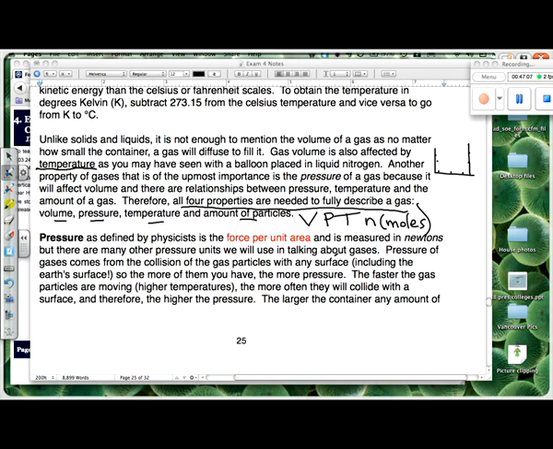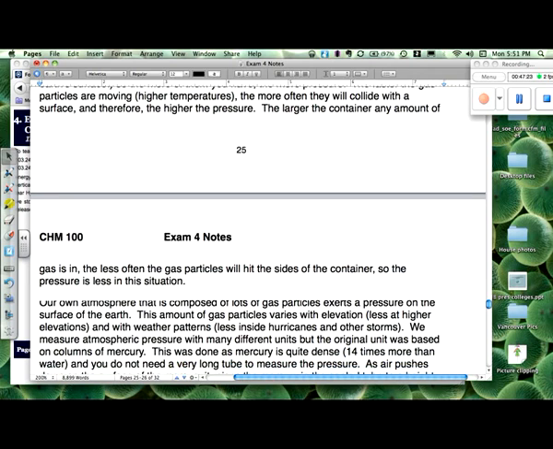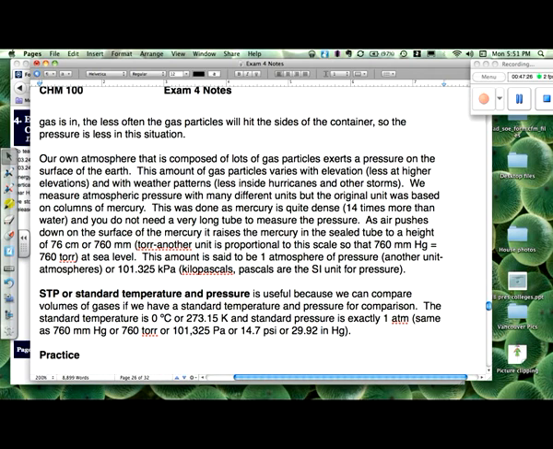Of course, the faster gas particles are moving at higher temperatures, the more often they collide with a container or a surface, and the higher the pressure. If you were talking about our atmosphere, then you're talking about something that is composed of many gas particles, and because they hit the surface of the earth, they exert a pressure. Well, the amount of gas particles varies with elevation. We have less particles at higher elevations, and with weather patterns, less inside hurricanes, and so on.